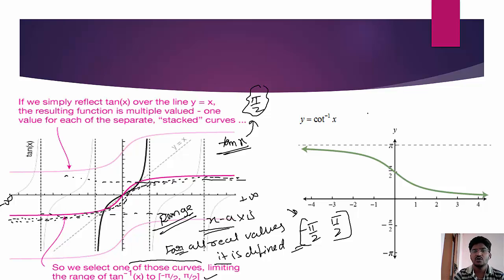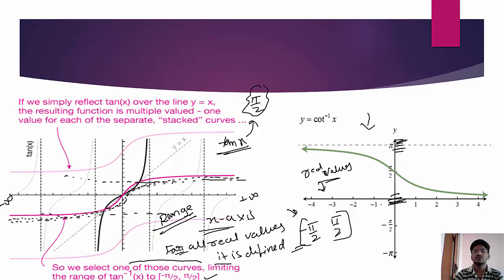In the same way, you go through the cot inverse x and you can see where it is defined and where it is not defined. It is also defined for all real values, as we previously said. Then what is the range? See here, you can see from 0 to, sorry, that is 0 to pi. This will be the range, that is 0 to pi.